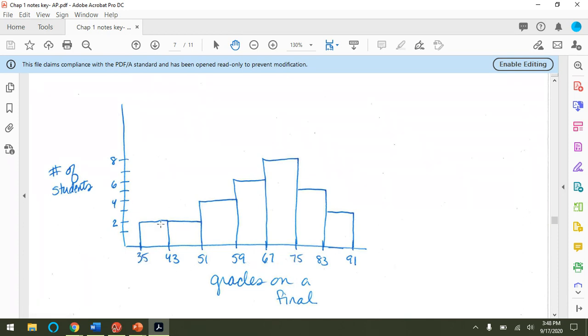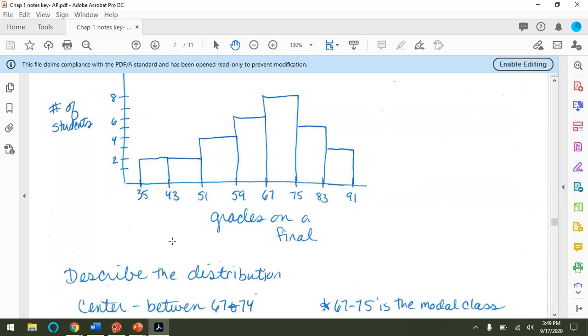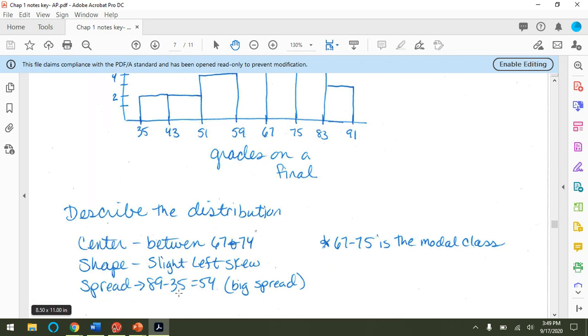If we analyze this graph, what could we find for our analysis? If you were to describe this distribution, hopefully you'd say the center is somewhere here, because it's going to be your mode. It's in the middle. The shape is a slight left skew. It's being pulled down to the left. Our spread is a big spread. It's 89 minus 35, so 54 is our range. That's a really big spread. And I made a note that 67 to 75 is the modal class.